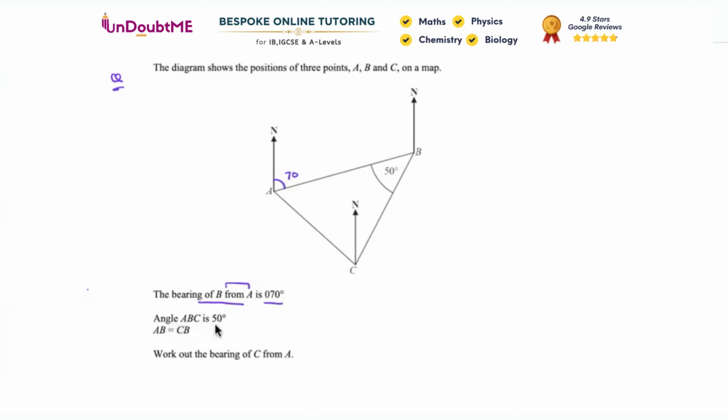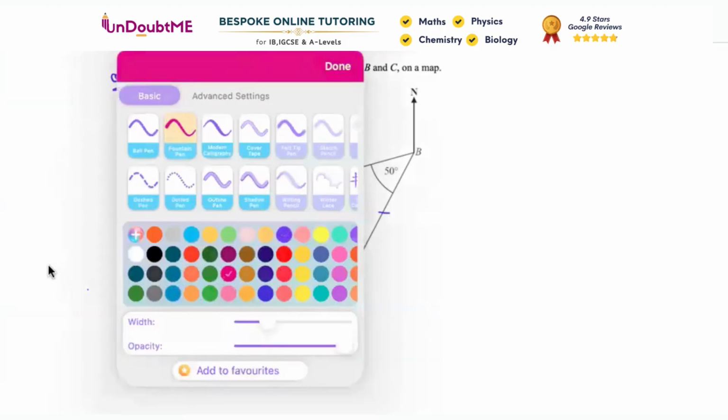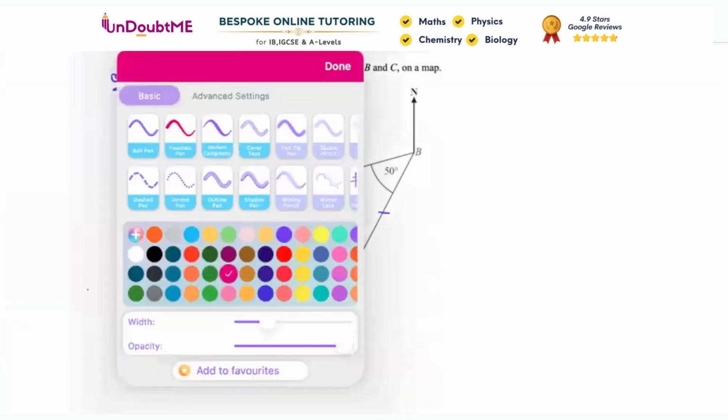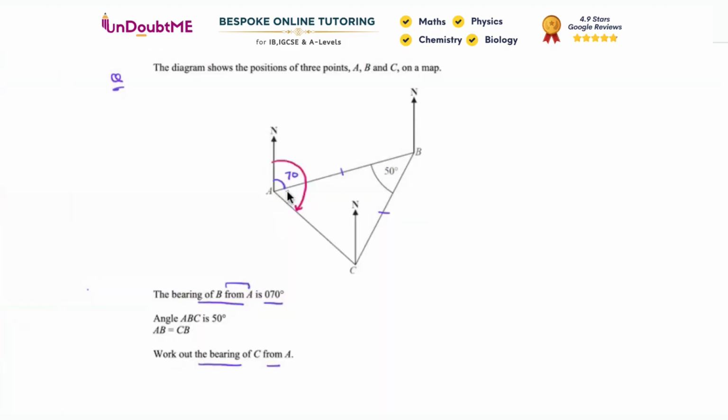Now angle ABC is 50 as it is seen in the diagram. AB is equal to CB, means these two lines are equal. It means that this triangle ABC is an isosceles triangle. Work out the bearing of C from A. Of C from A means from A, we need this whole angle. Internally, if you look at this figure, then we just need this angle.